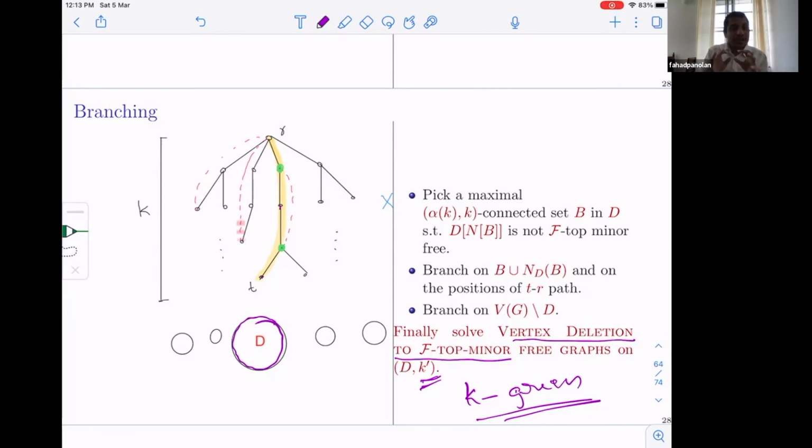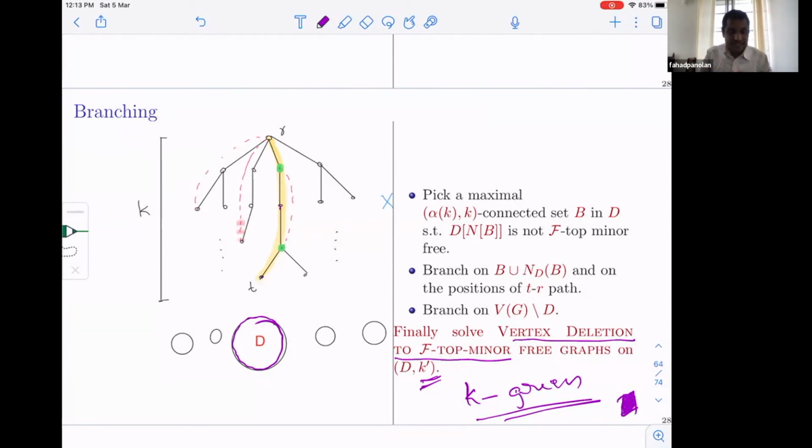So we are going to find some small connected graphs, and we are going to branch, like if it is not F-free, and after exhaustively doing that, we are going to do one invocation of the vertex deletion problem parameterized by the solution size, like the modulator, and then place it. Okay. So this is the algorithm.